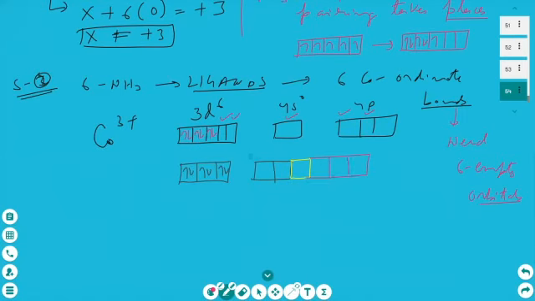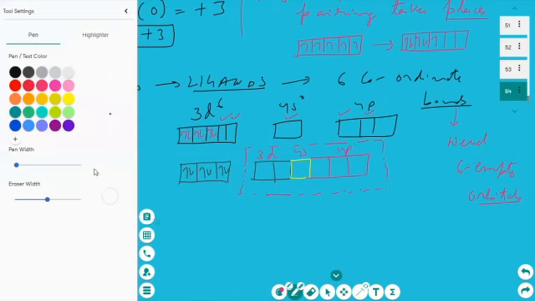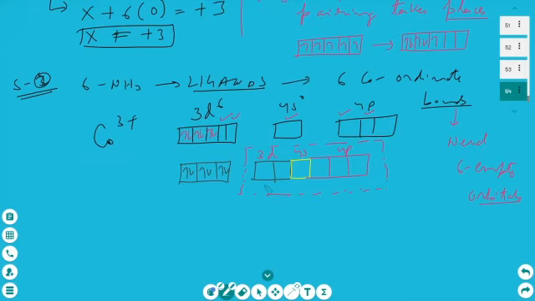So these 6 empty orbitals of cobalt metal are involved in bonding with 6 ammonia ligands. Basically, this is 3d, this is 4s, and this is your 4p. I hope that is clear this much. Very good. Now, ammonia will form a bond here. Ammonia will form a bond here, NH3.